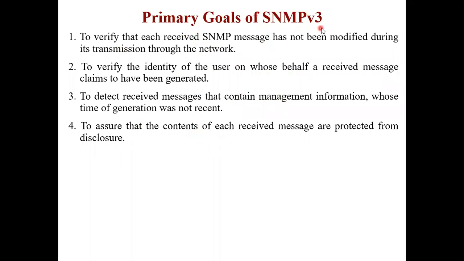So what was the primary goal of SNMP version 3? To verify that each received SNMP message has not been modified during its transmission. Look, we did not pay attention to this in version 1 and version 2. Agent 1 belongs to community 1, manager 1 belongs to community 1, there is a get message, a set message, and we sent it without any checking. If they are in the same community, they receive that message. Now once I receive that message, how do I know whether it has been modified? So here in SNMP version 3 they took care of that particular thing.